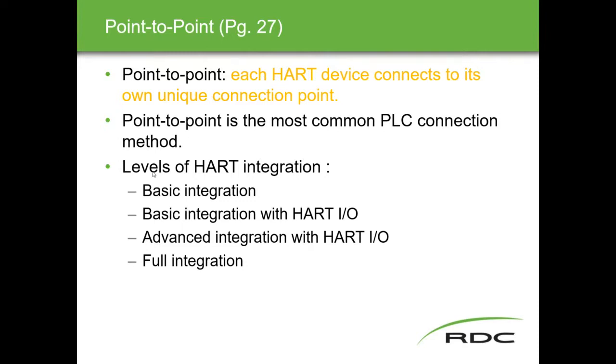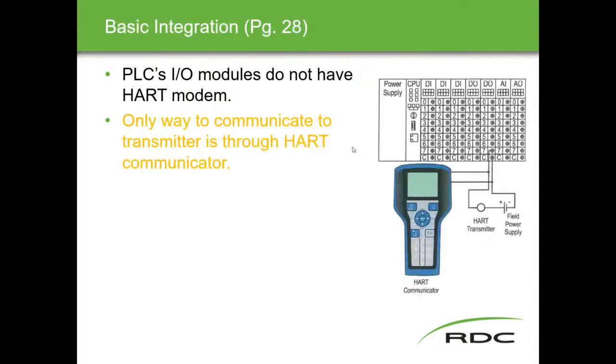Okay, there are different levels of HART integration because it's a hybrid. We can have basic integration with HART IO, which introduces some of the digital capabilities of HART. Then we have advanced integration with HART IO, again adding a little bit more to it. And then finally, full integration on HART, where we get full digital, all the bells, whistles, options that are associated with digital communication. And the ILM goes into a little bit more detail on defining what basic with HART, advanced with HART, and full integration are. Oh, and look, looks like I do too.